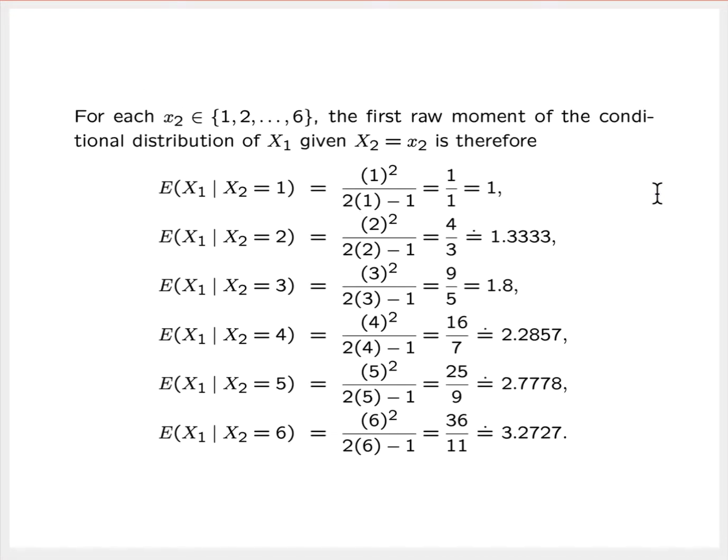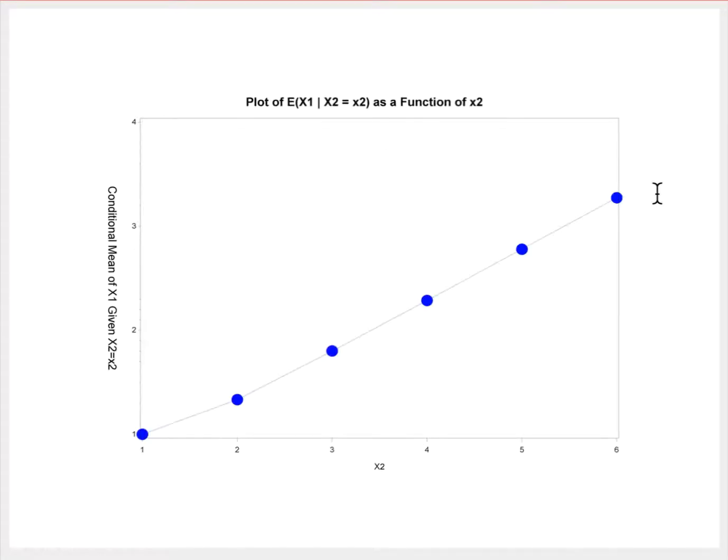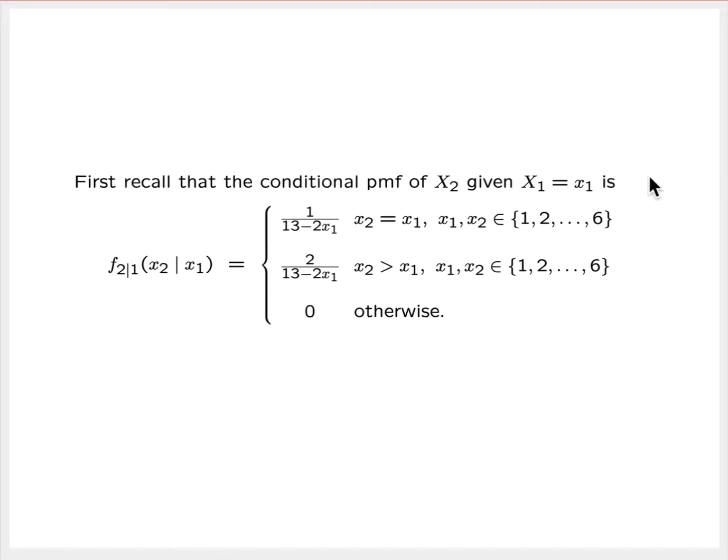Okay, and now we've already done this. Now we're going to look at obtaining the raw moments of the conditional distribution of x2 given x1. And again, we're going to utilize this approach where we try to obtain them analytically or mathematically, and then we'll follow that up with a computational approach.